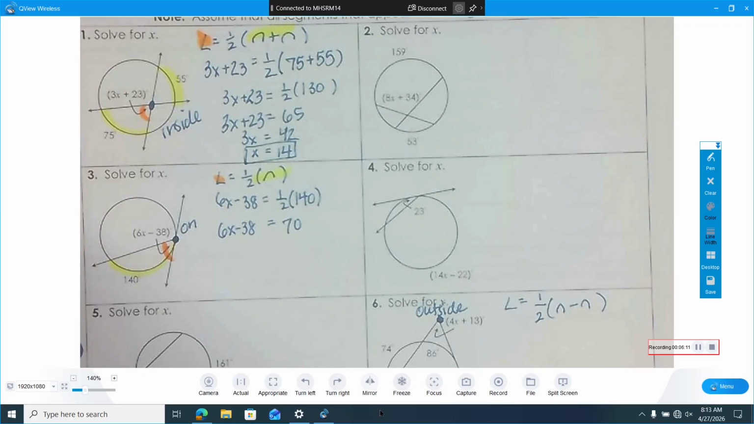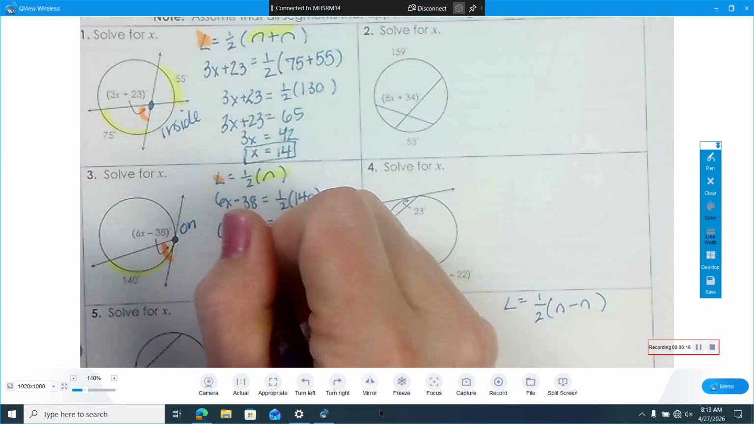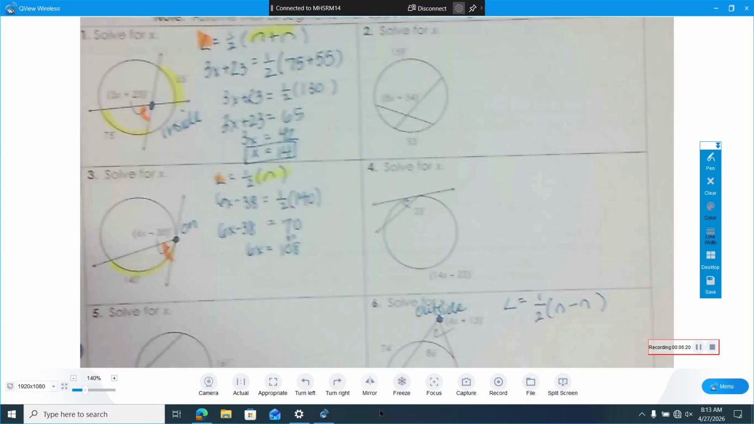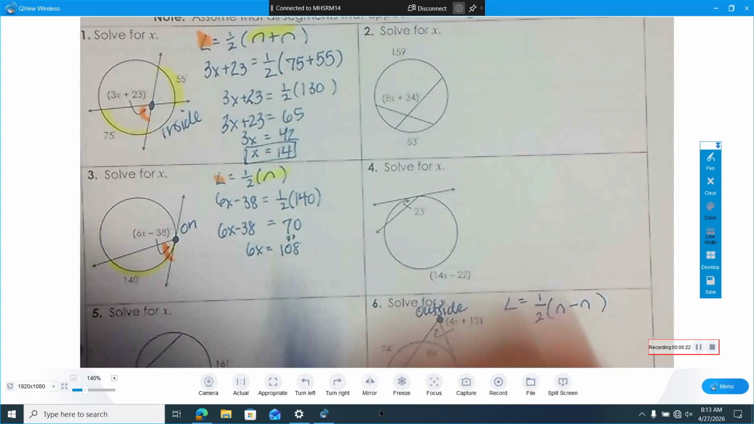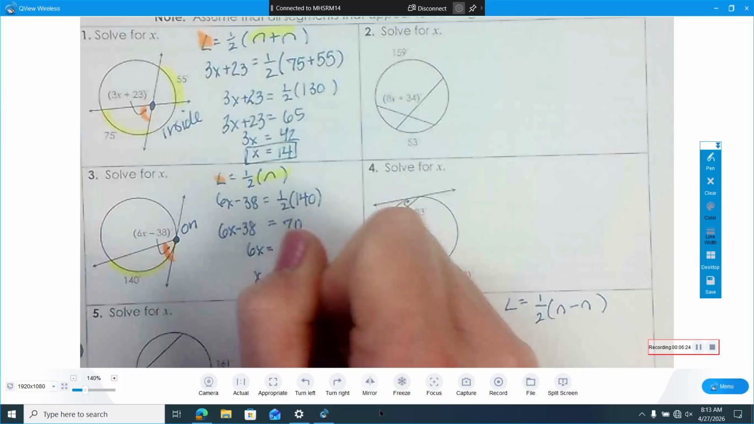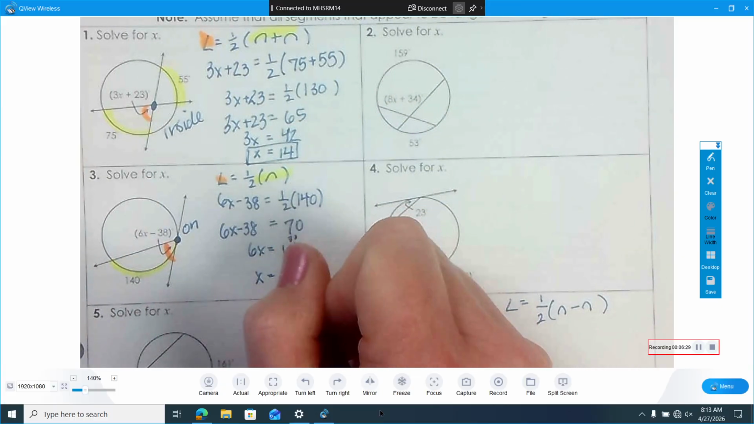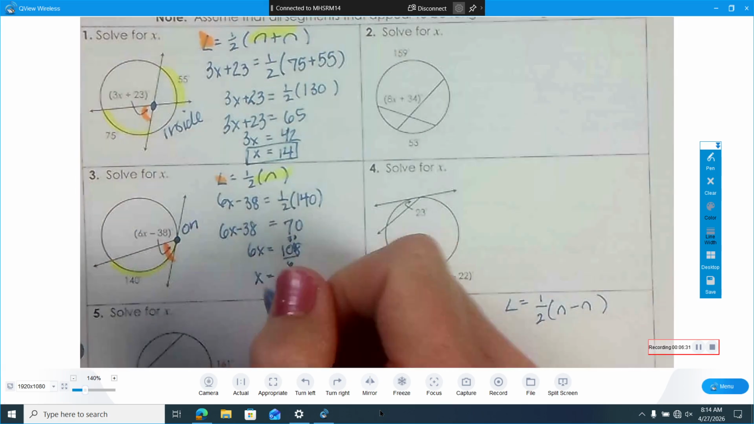What do we want to do next? Add 38, so 6x equals 108. And then divide by 6. Let's see, 6 goes into 10 one time, remainder 4. 6 goes into 48 8 times, so 18.